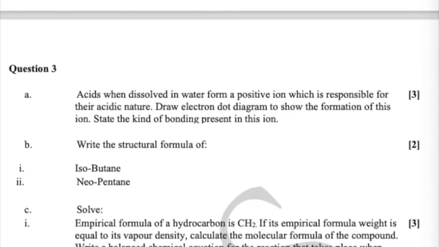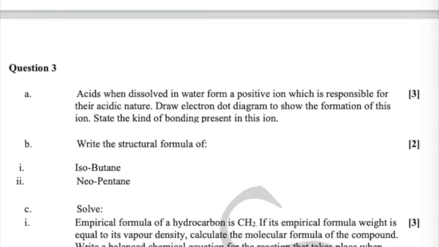The empirical formula of a hydrocarbon is CH2 and its empirical formula weight is equal to its vapor density. Calculate the molecular formula of the compound. Write a balanced chemical equation for the reaction that takes place when hydrogen is passed through it in the presence of a catalyst. It's C2H4, and it becomes ethane on reacting with hydrogen. What was the catalyst used? Nickel catalyst. Nickel at 200 degrees Celsius. 300. 300.